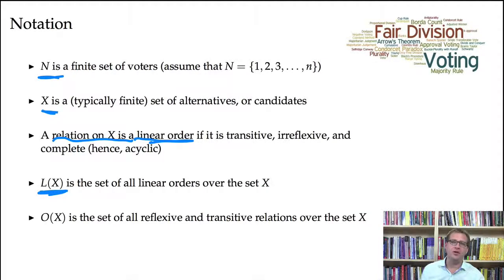There are many cases in which we would want to drop this assumption of linearity, so we allow for ties between some of the candidates. So our voters may be indifferent between some candidates, or we allow our voting methods or group choice methods to admit ties into the rankings. So let O(X) denote the set of all reflexive and transitive relations over our set X.